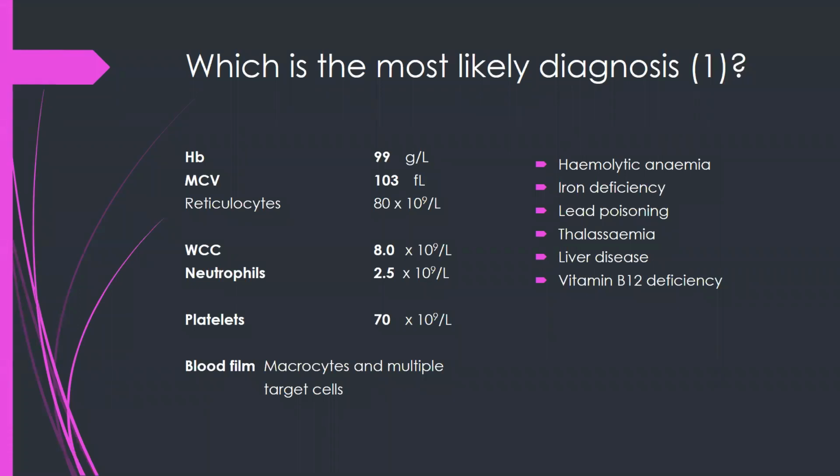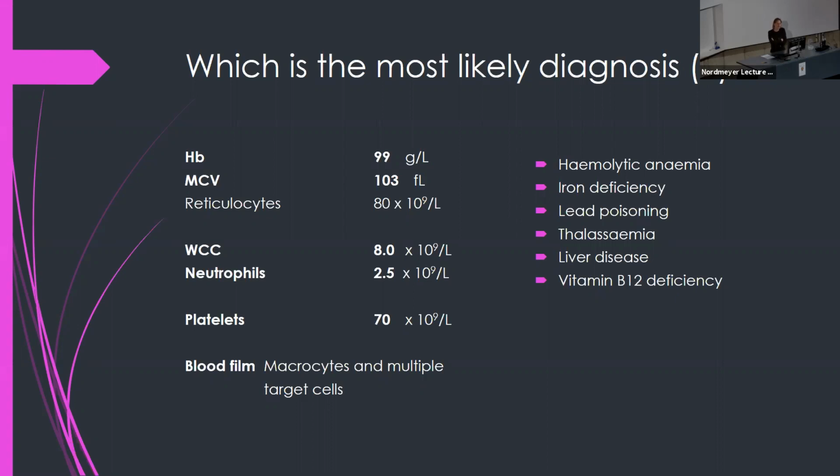Lead poisoning is a microcytic anemia, thalassemia is a microcytic anemia, and this is macrocytic. Liver disease, I think, has got to be number one because of his clinical features, his macrocytic anemia, and the target cells. I think it all adds up to most likely being liver disease.